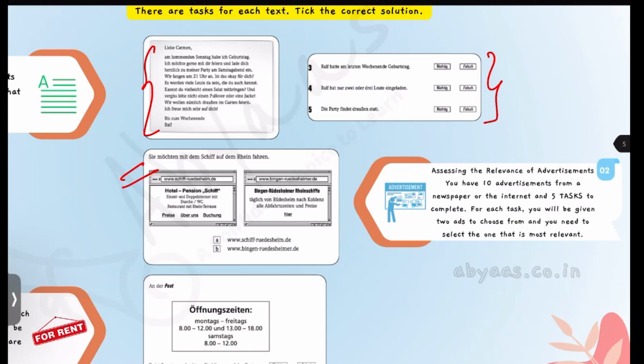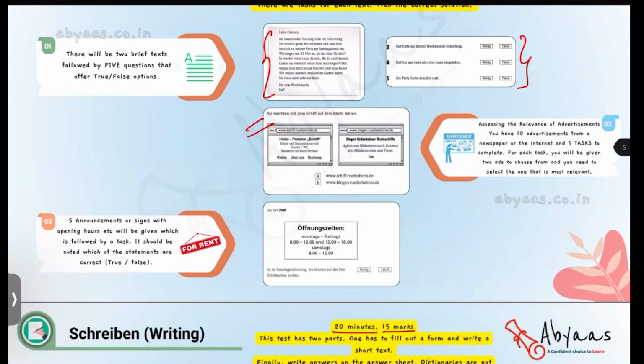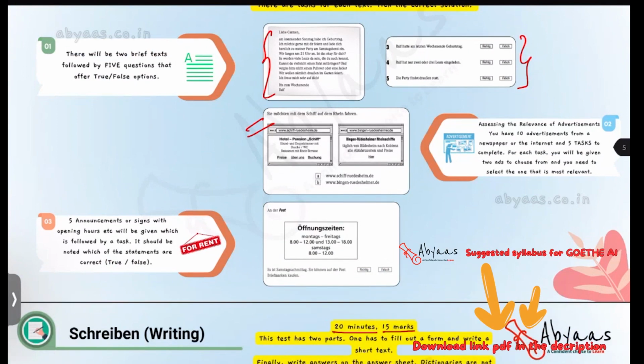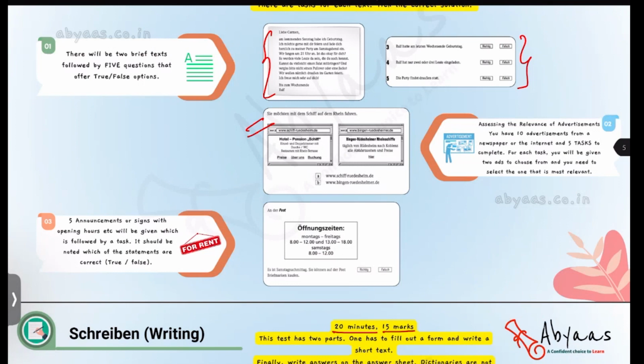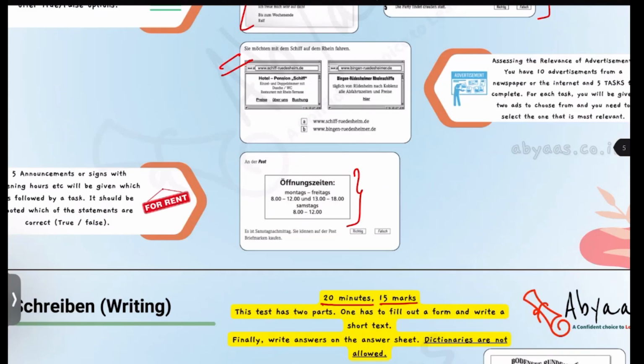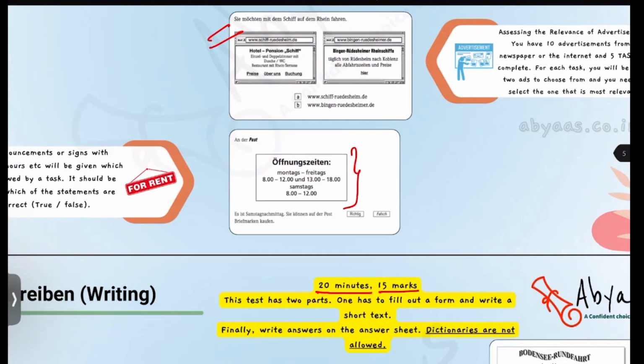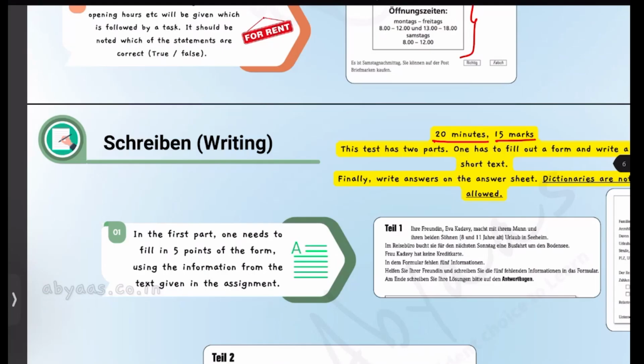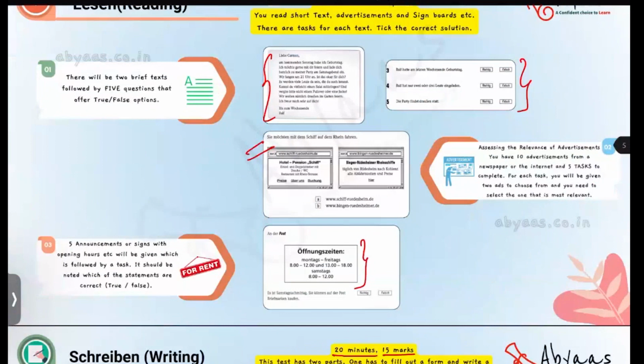For each task, you will be given 2 ads to choose from, and you need to select the right one that is most relevant. Coming to the third part, there will be 5 announcements or signboards. You have to check the signboard properly, and they have given one task. Based on the signboard, you have to choose whether the task is right or wrong.